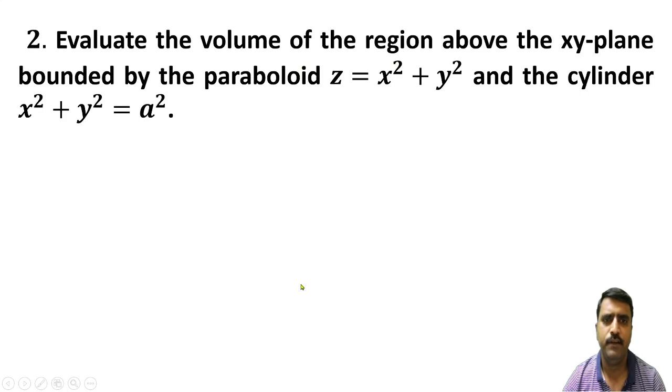Similarly, take one more example. Evaluate the volume of the region above the xy plane, bounded by the paraboloid. You know that if you rotate a parabola about its axis, we get a solid structure, that is the paraboloid. Z is equal to x square plus y square is its equation in 3 dimensions. And the equation of the cylinder is x square plus y square is equal to a square. It is a cylinder with radius a.